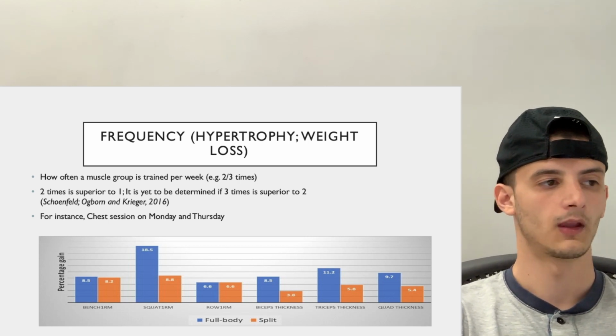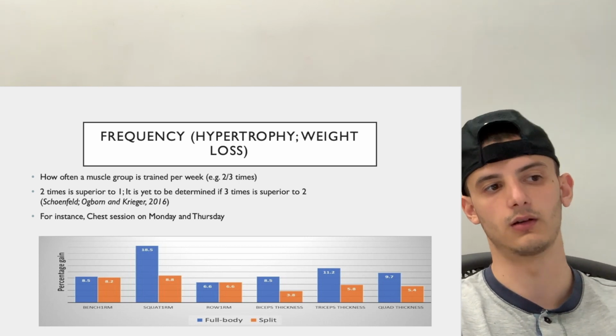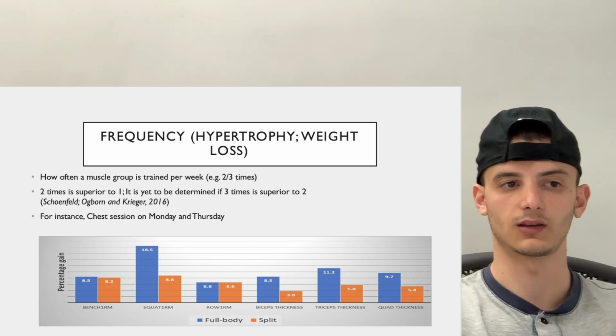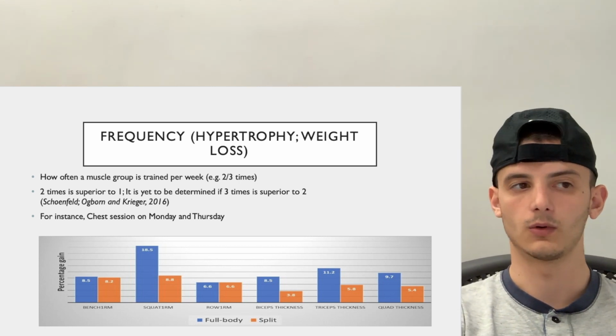And as you can see on the graph here, bench 1 RM, squat 1 RM, row 1 RM, biceps thickness, triceps thickness, and quad thickness are either the same or enhanced when it comes to full body split in comparison to the bro split. So this is another thing for you to keep in mind as well.